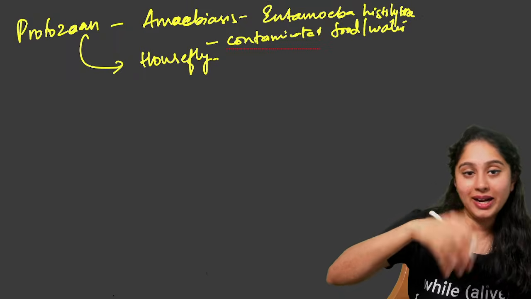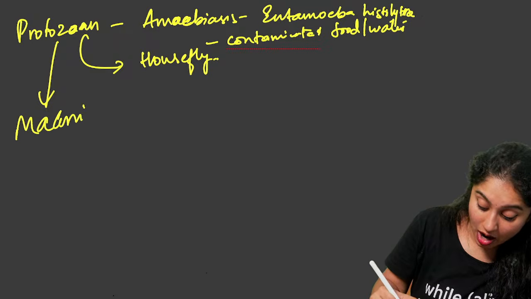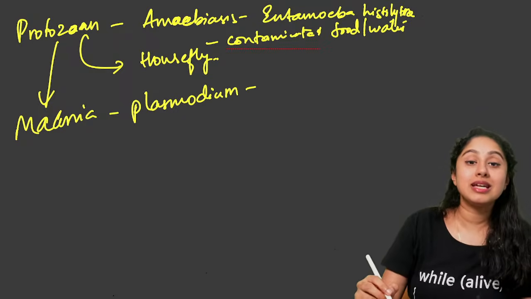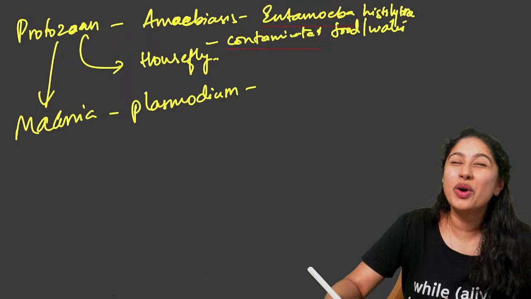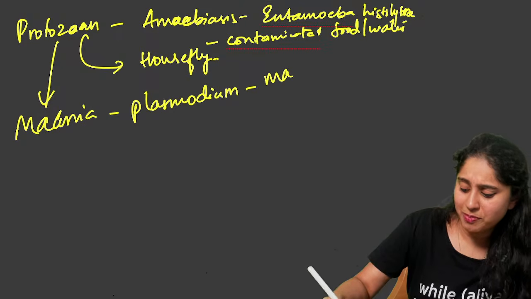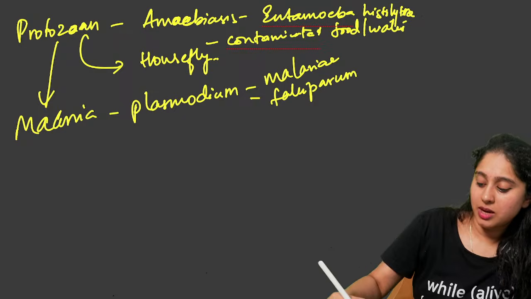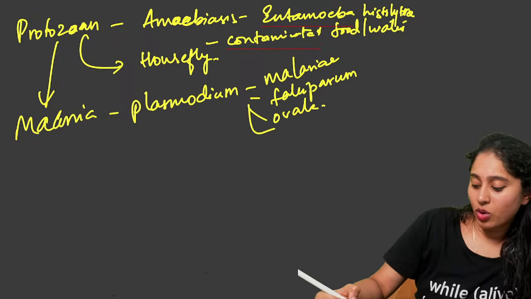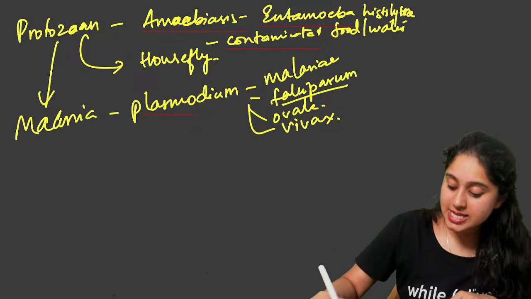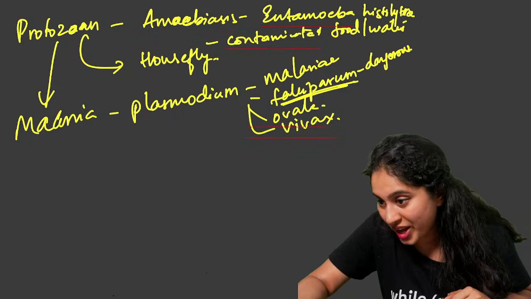Here, when you look at the protozoans, the house fly is going to carry it directly onto your plate, and you're going to eat it and get affected. Now, the other major disease you need to study is malaria. It is caused by Plasmodium, which has four different species: Plasmodium malariae, Plasmodium falciparum, Plasmodium ovale, and Plasmodium vivax.